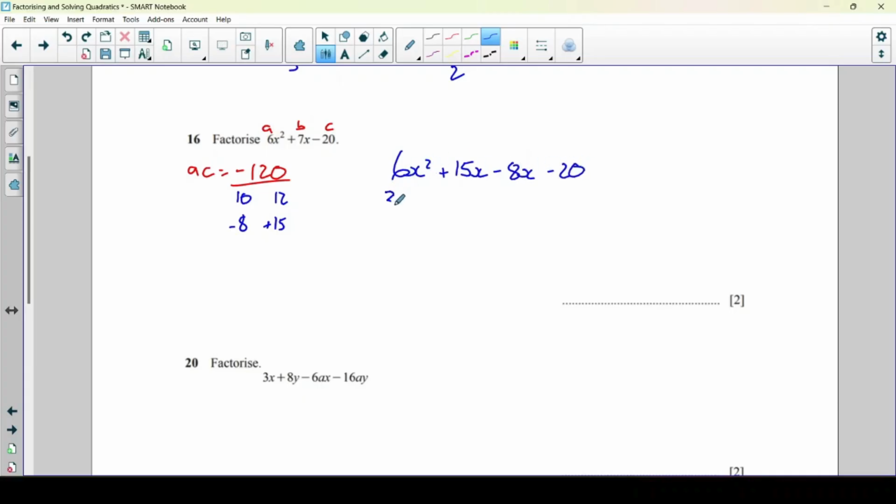Out of these 2 I can take 3x. I get brackets 2x plus 5. And out of these 2 I can take minus 4, brackets 2x plus 5. So we get 3x minus 4, 2x plus 5.